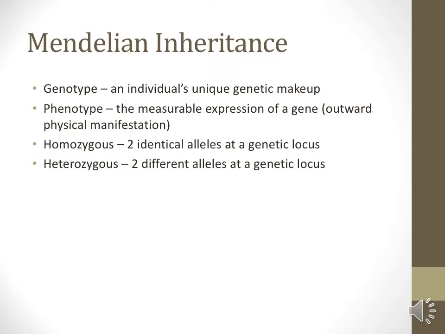So the genotype is an individual's unique genetic makeup. We all have our own genotype. Our phenotype is the measurable expression of the gene. So this phenotype simply says it's what presents itself. It's how you look. So you're homozygous if you have two identical alleles at a genetic locus, and you would be heterozygous if you have two different alleles at the same genetic locus. I referred to the phenotype as the example of a physical trait of what you look like, but it also could refer to the level of a protein found in your blood.